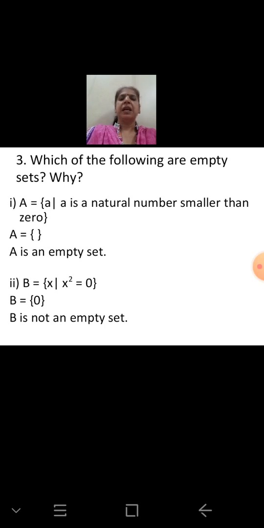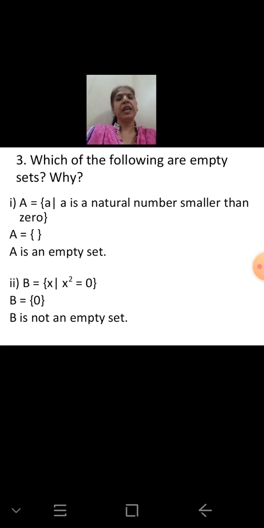Next. Set B is a set of all x such that x square is 0. Which number square is 0? 0 square is 0. It means x is 0. So we have to write B is equal to, in curly brackets, 0. Set B is {0}. It means there is an element. One element is there, 0, which is the whole number. So B is not an empty set.